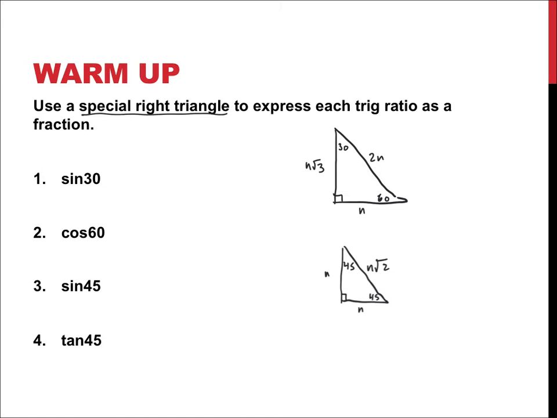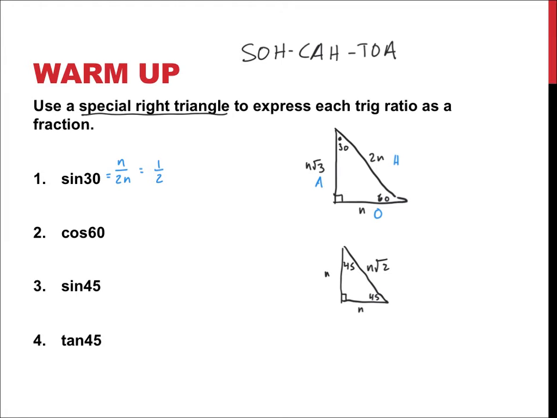So if I want sine of 30, I'm looking over here, and remember our SOHCAHTOA. Alright, sine is opposite over hypotenuse. So I'm actually going to label my triangle right now so we can see what we're doing. This is the opposite of the angle, this is adjacent to the angle, and the hypotenuse is always the same. So sine would be opposite over hypotenuse. So in this case, sine of 30 would be n over 2n. Then you simplify and you get the sine of 30 is equal to 1/2.